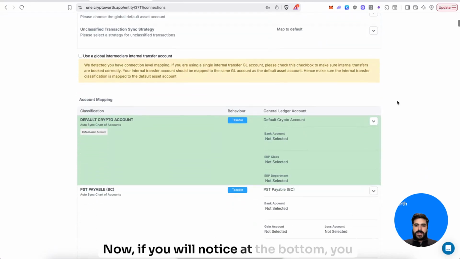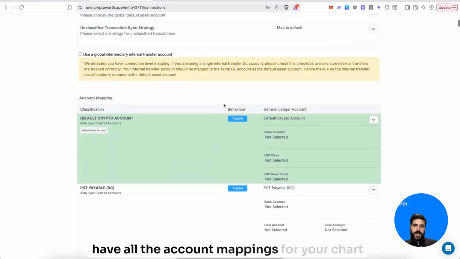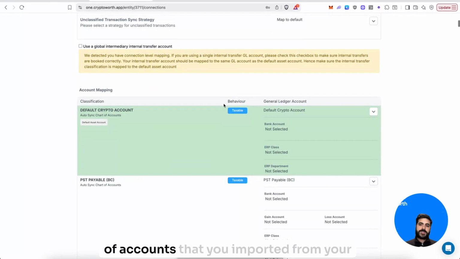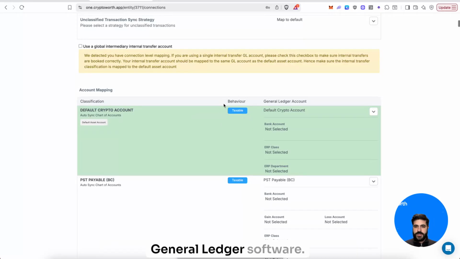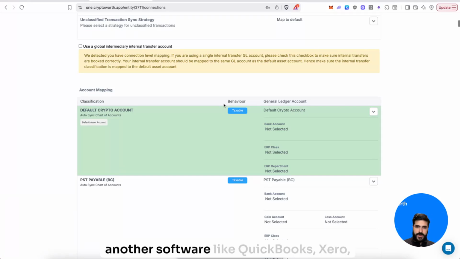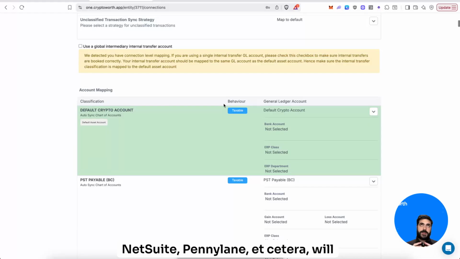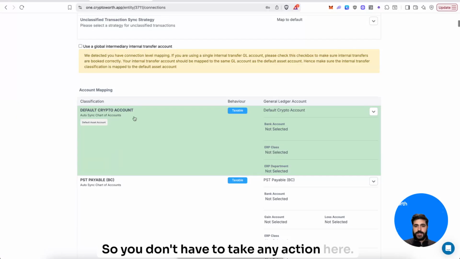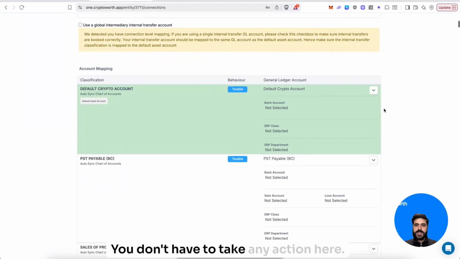Now, if you'll notice at the bottom, you have all the account mappings for your chart of accounts that you imported from your general ledger software. In my instance, I imported these accounts directly from QuickBooks. Now, if you import your chart of accounts from another software like QuickBooks, Xero, NetSuite, Pennylane, etc., they will automatically map one-to-one. So you don't have to take any action here. So you see default crypto account. You don't have to take any action here.